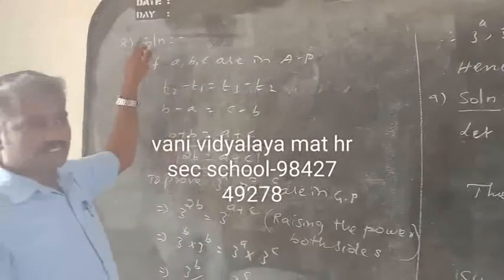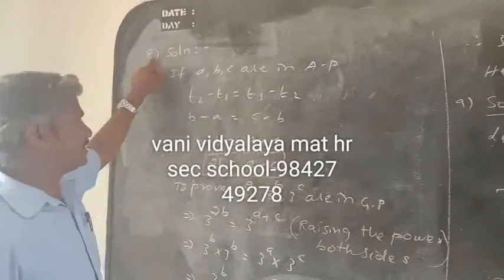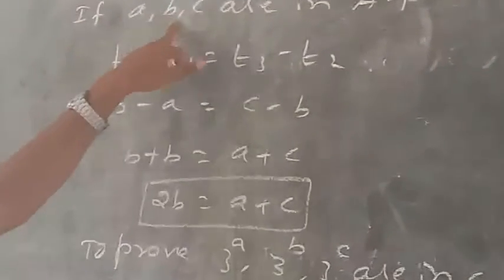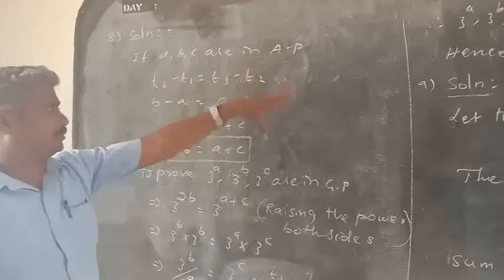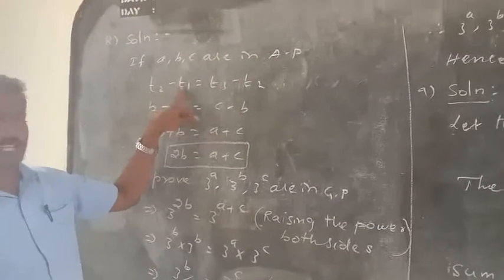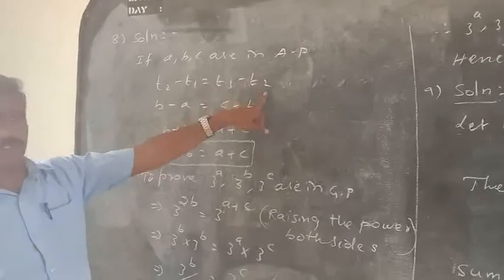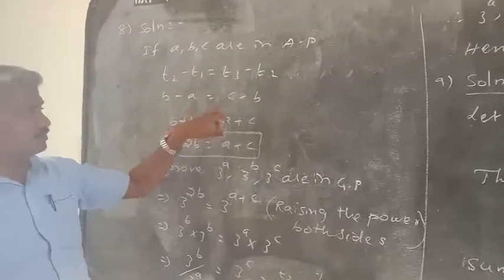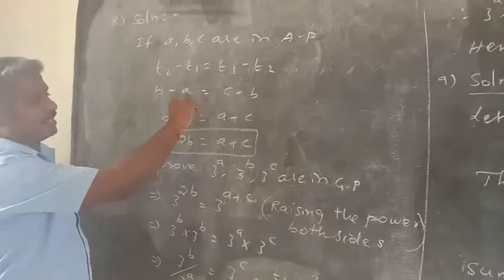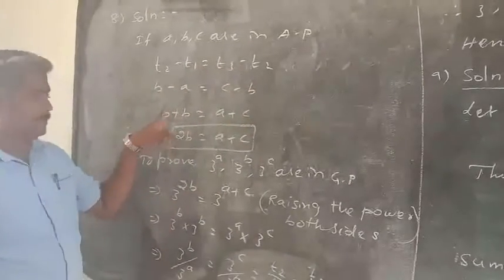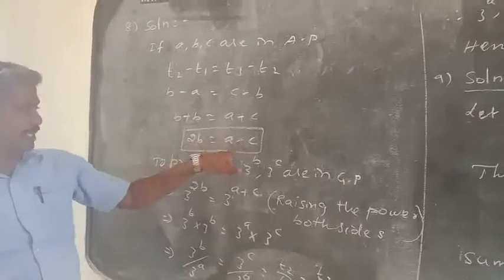Okay, listen students. Now, eighth sum. If A, B, C are in AP. So AP means arithmetic progression. So formula T2 minus T1 equal to T3 minus T2. So B minus A equal to C minus B. So minus B convert to this side plus B, minus A convert to that side plus C. B plus B, 2B is equal to A plus C.